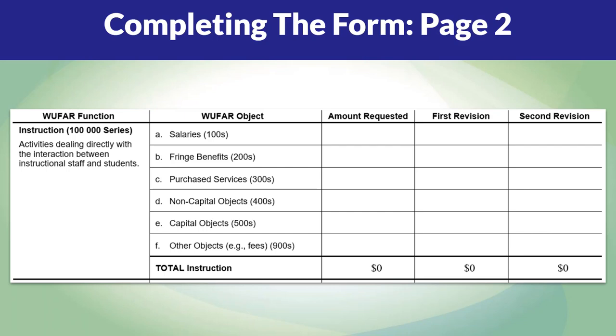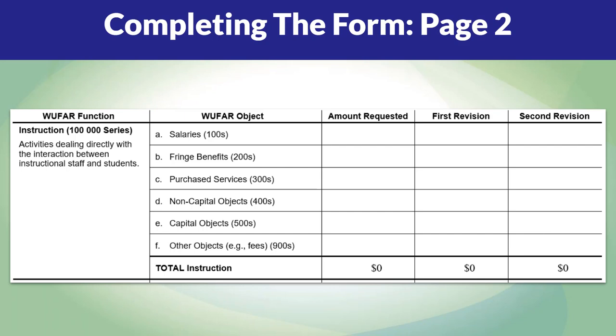WUFAR functions are further broken down into WUFAR objects, the second column on the form. These are your general expenditure categories. The WUFAR object is the type of cost, meaning what you are buying and whom you are buying it from, whereas the function is the area or purpose it's for. The first column to be completed, and the third column on the form, is the amount requested column.